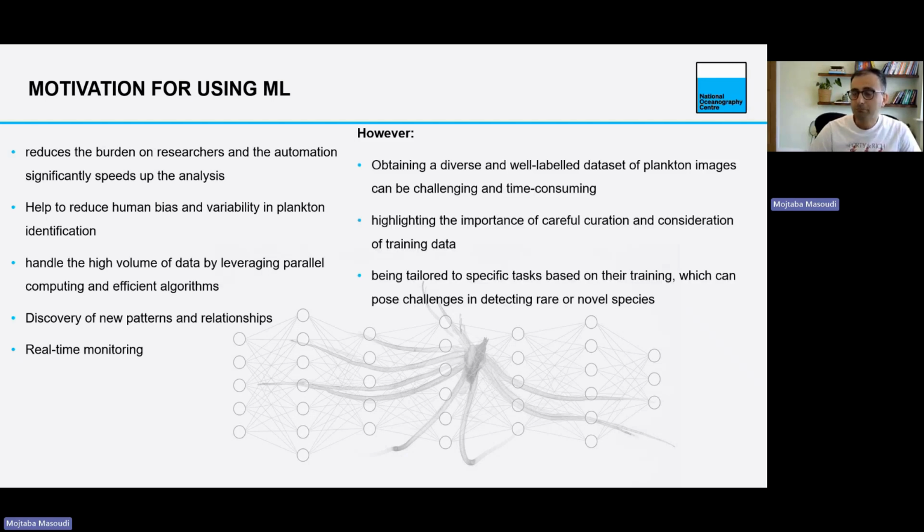But the problem we have with machine learning is that obtaining a very curated dataset can be challenging, and sometimes, as I can explain, it's not possible. So it needs careful curation and consideration of the training data, and if you apply it to specific tasks for your training, it can pose a challenge, for example, for rare and novel species.